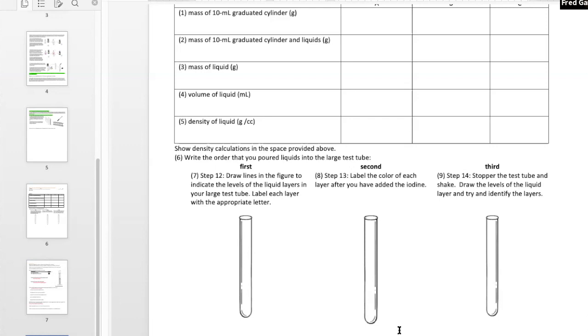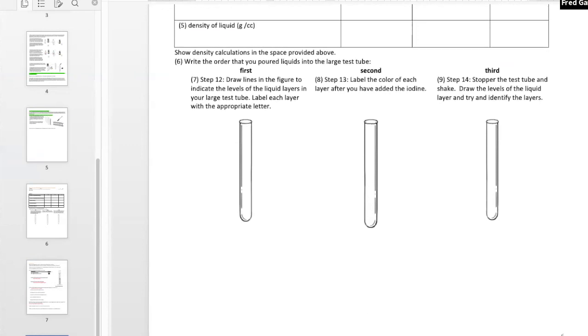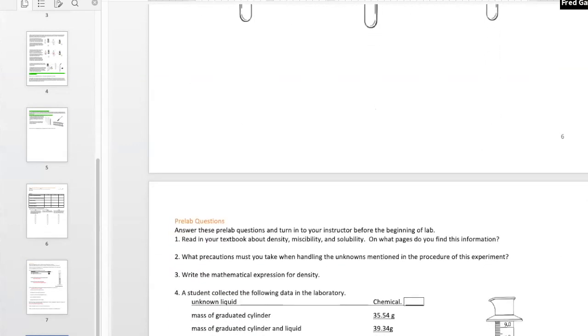But anyway, once you have those, then you're going to mix it in such a way that the most dense is going to be on the bottom and the least dense is going to be on top. So you pour your most dense first, followed by your second, and then your least dense is going to be on top.